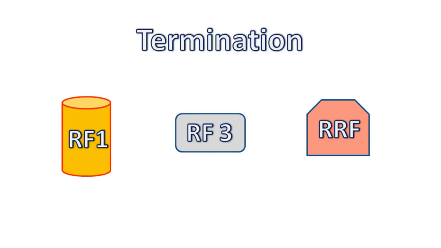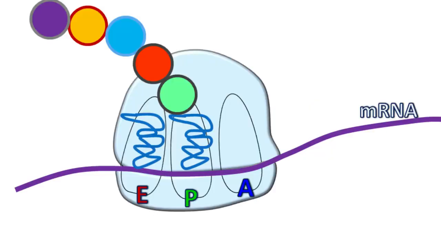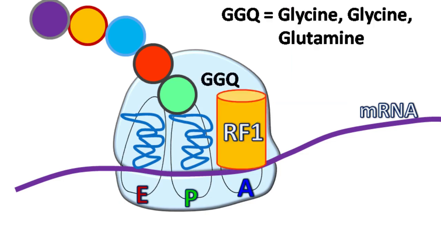Once the stop codon reaches the A site, the translational machinery now proceeds for termination. The factors involved in termination are RF1, RF3, and RRF. When the stop codon reaches the A site, the termination factor RF1 occupies the A site.